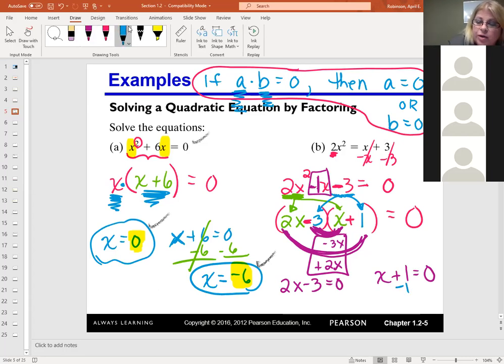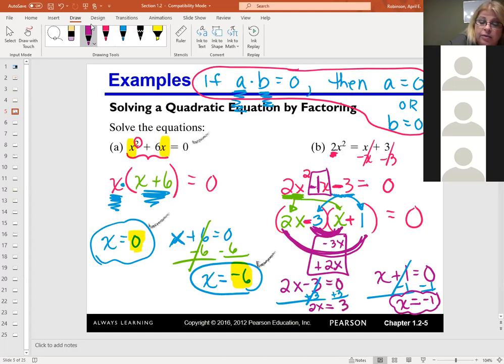This one, I'll just subtract 1 on both sides. Boom, that cancels. And I get x is equal to 0 minus 1, which is a minus 1. There's one answer. And over here, this is what I call a two-stepper. I have to get rid of two things, the 2 and the negative 3. I'm going to get rid of the negative 3 first by adding it. That cancels. I'm left with 2x on the left and 0 plus 3, which is a 3, on the right.